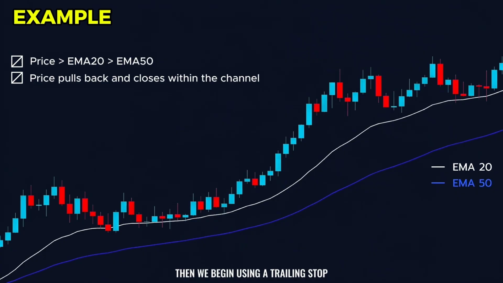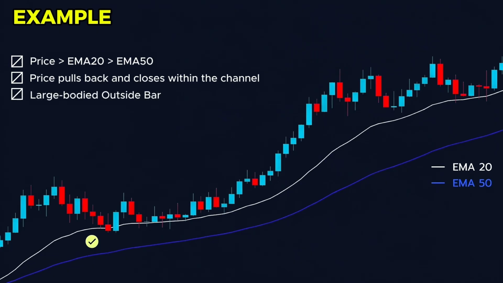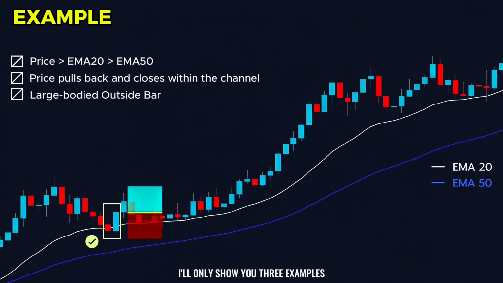Then we begin using a trailing stop. The first step is to move the stop loss down to the original short entry price. After that, whenever the price continues downward and forms another pullback, we move the stop loss lower accordingly. If all 4 steps meet the required conditions, then you have a valid swing trading setup. Since this setup is fairly simple, I'll only show you 3 examples. Let's start with the first one.